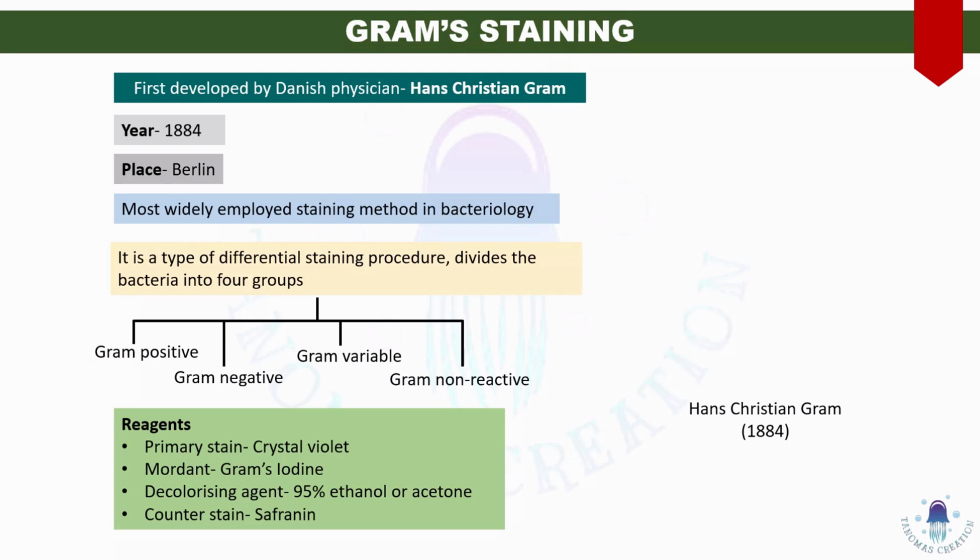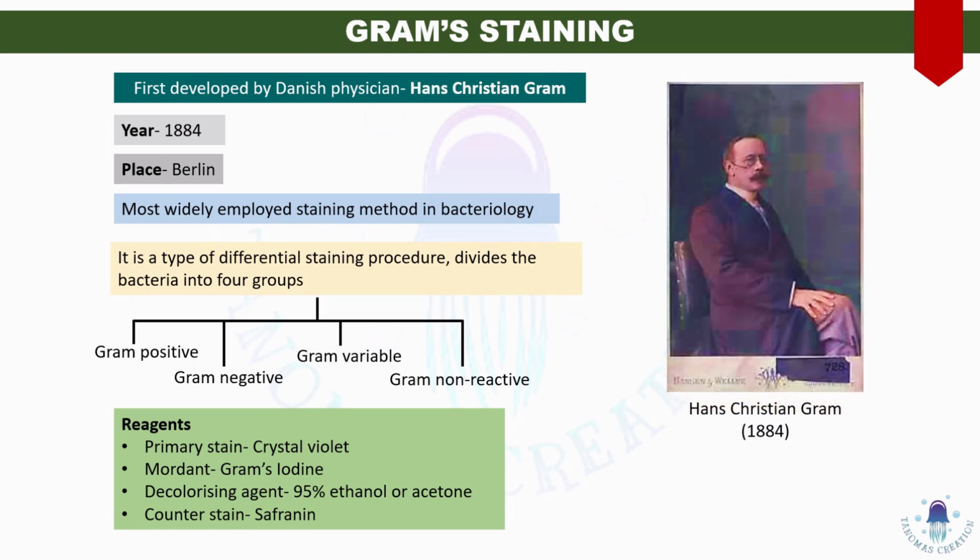So coming to the gram staining. This is the first differential staining used for group separation. It was first developed by Danish physician Hans Christian Gram in 1884, and this staining method was developed in Berlin. It's the most widely employed staining method in bacteriology. It is a type of differential staining procedure that divides the bacteria into four groups: gram positive, gram negative, gram variable, and gram non-reactive. So gram positive and gram negative, we all must have heard. And the other two categories are gram variable and gram non-reactive.